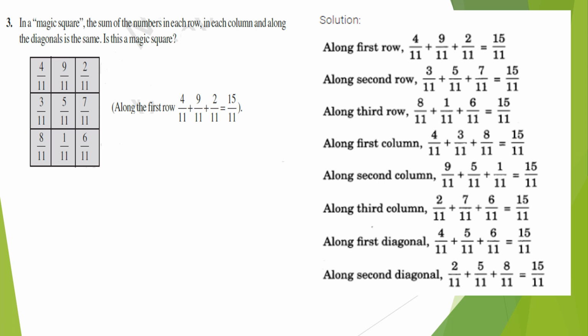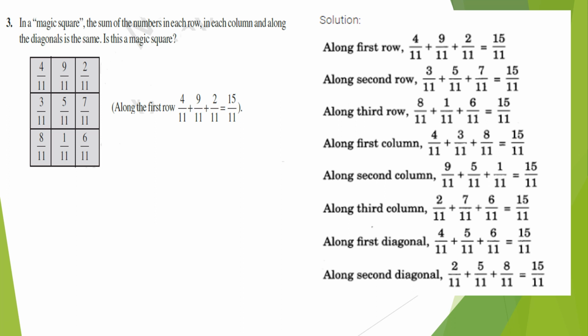Now the second row, if you add, the fractions are 3 upon 11 plus 5 upon 11 plus 7 upon 11. That is 3 plus 5 plus 7 whole divided by 11, which is equal to 15 upon 11. In the same way we take the third row, 8 upon 11 plus 1 upon 11 plus 6 upon 11. If we add 8 plus 1 plus 6 whole divided by 11, it gives 15 upon 11. So row wise, when we add the fractions, we get the same answer.